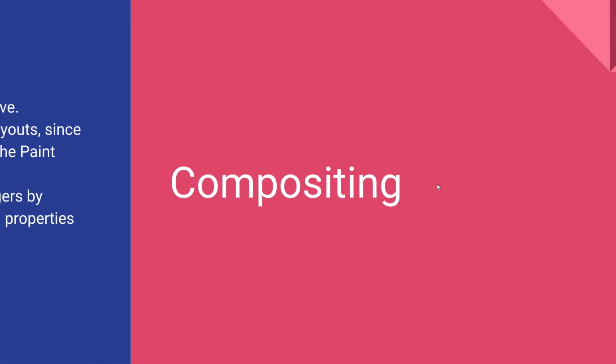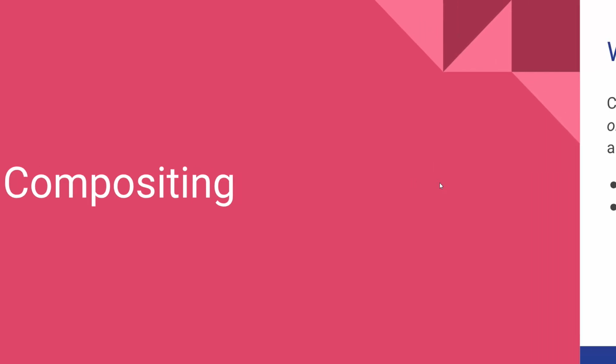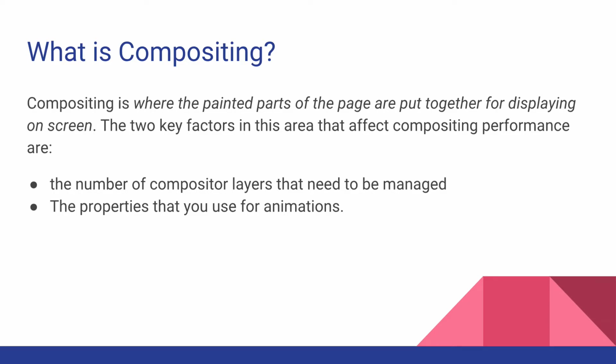Okay, guys? So compositing. Here's where it's going to get interesting. Compositing might not make a lot of sense. Even the name sounds weird. What the heck is compositing? Compositing is where the painted parts of the page are put together on the screen. Simply put, the browser paints all the parts that make up a page in memory, and then compositing takes all these pre-painted parts in memory and assembles them together. It basically puts everything together as layers to show the actual bigger picture.